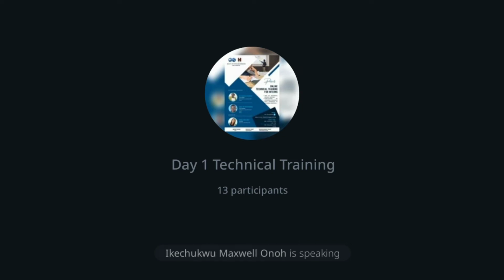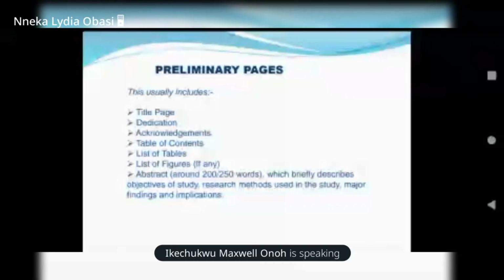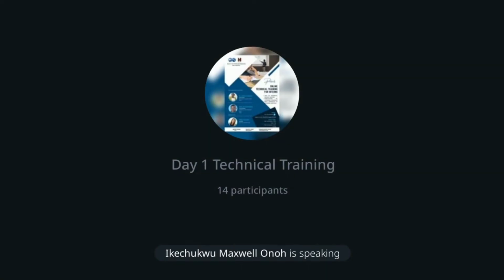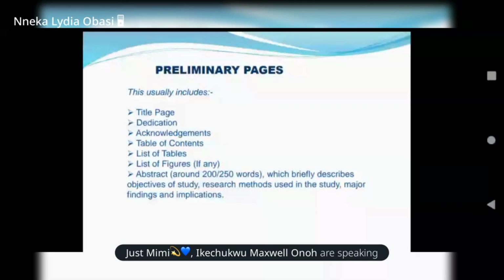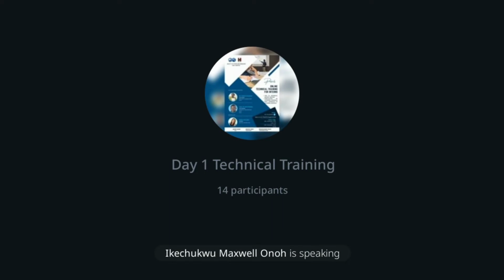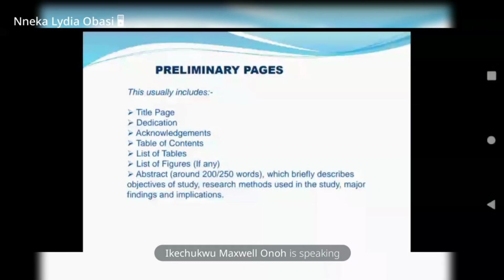We move to dedication page, where you dedicate your work to whoever you want to dedicate it to. Then acknowledgement, where you acknowledge whoever you want to acknowledge, who has in one way or the other contributed to the overall success of that research. The next one will be a table of contents, list of tables. This list of tables will come either in chapter 3 or in chapter 4. List of figures, if any.